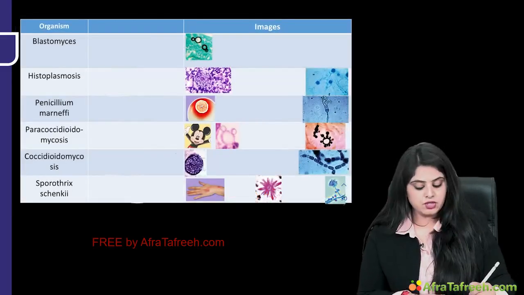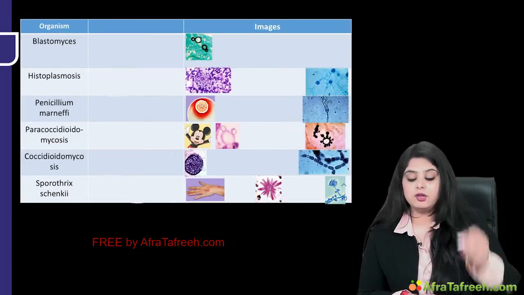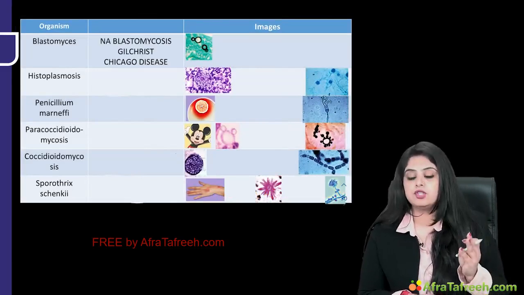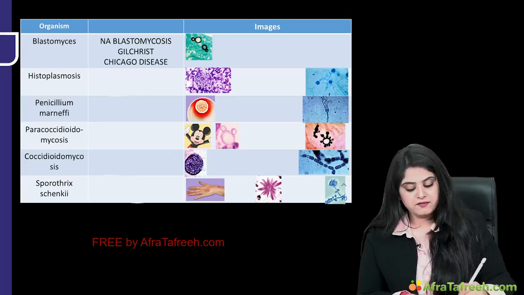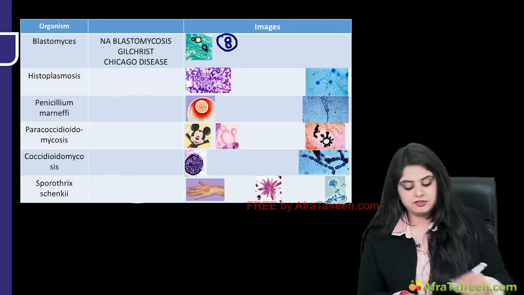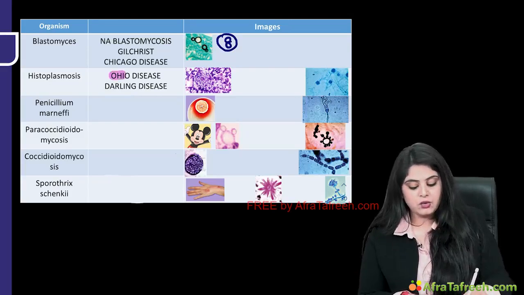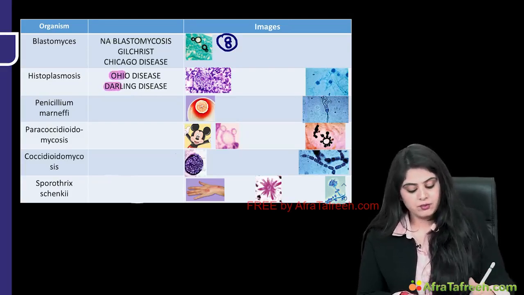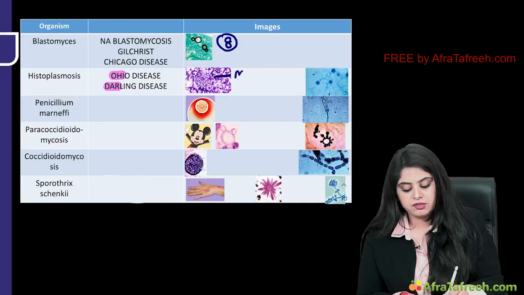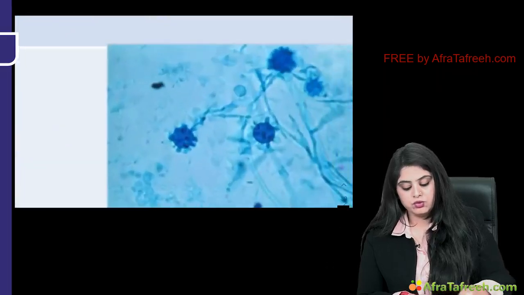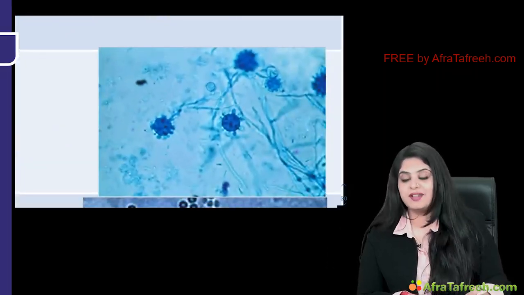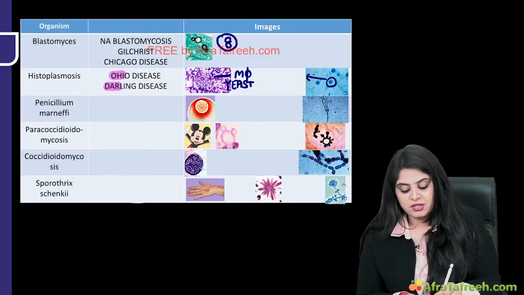A smaller version of it. Quickly, Blastomyces was North, so North American, Gilchrist or Chicago, and it shows you the very famous figure of 8 appearance. Histoplasma, Ohio and darling, right? And what does it show you? It's going to show you all the macrophages with the yeast. And that is going to be tuberculate macroconidia.